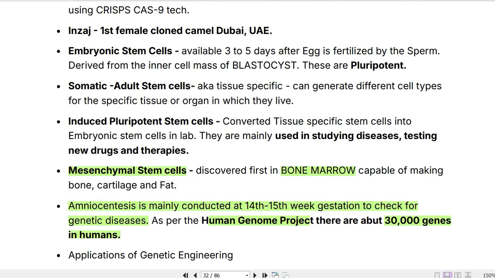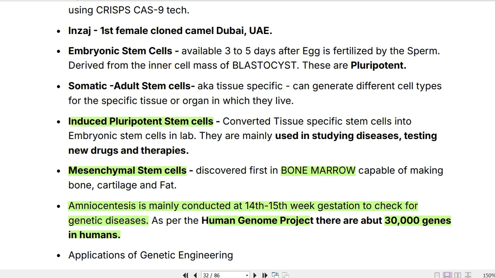Then induced pluripotent stem cells converted tissue specific stem cells into embryonic stem cells in the lab. Induced pluripotent stem cells, all right, so these are converted tissue specific stem cells into embryonic stem cells in the lab. So we are basically trying to convert tissue specific stem cells into embryonic stem cells, and this conversion is brought about in the lab. So they are mainly used in studying diseases, testing new drugs and therapies.